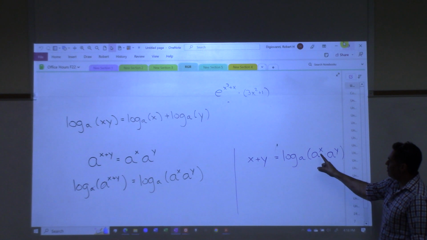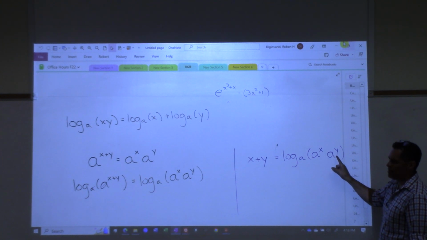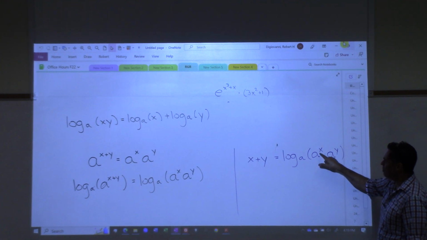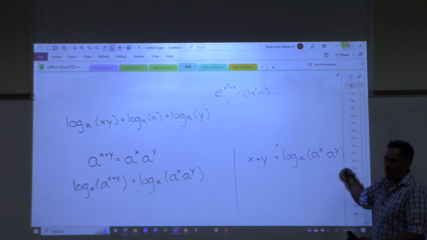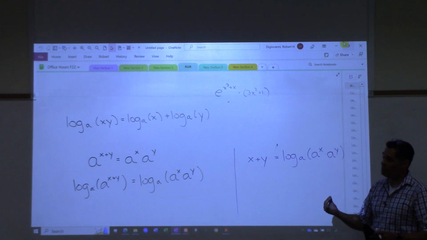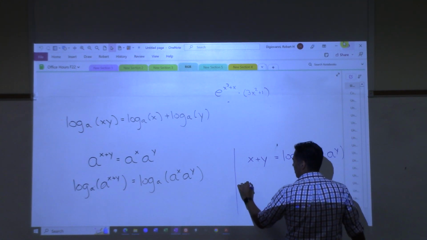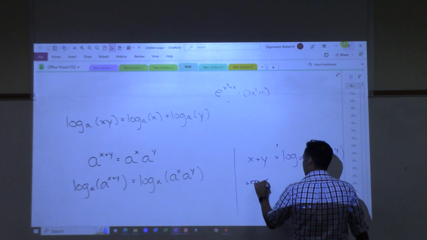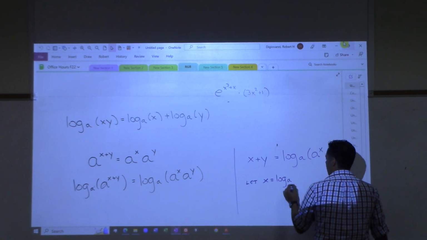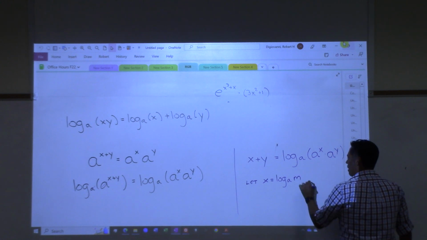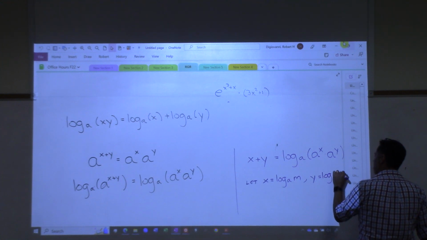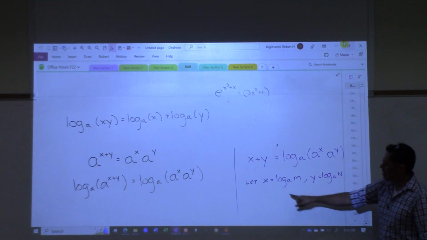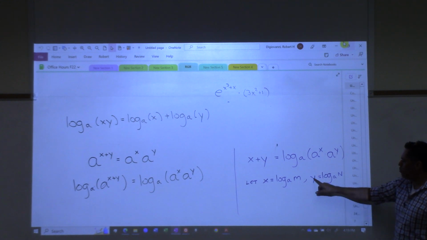I'm going to try and make this become something nicer and this become something nicer. I'm going to replace x with a logarithm so that when they go together, the a and the log kill each other off. So I'm going to make a substitution. This is the not natural step. I'm going to let x be equal to log base a of m, a letter I'm just making up, and I'm also going to let y be log base a of n. Anywhere I see x, I'm going to replace it with this, and anywhere I see y, replace it with this.